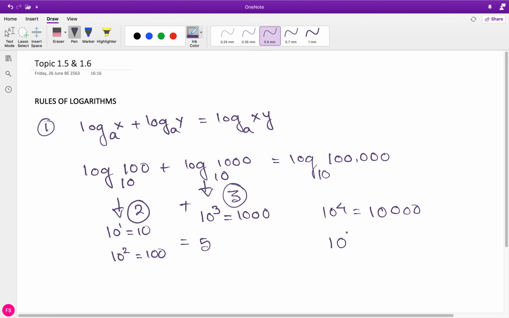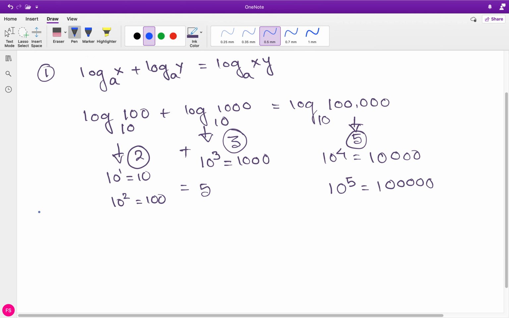Let's look at the next term. 10 to the power of 5 is 100,000, which is the same thing as this one. So we can say this equals 5 as well. It proves our formula. 2 plus 3 will give you 5. That means whenever you add two logs with the same base, this equals the product of these two terms with the same base.